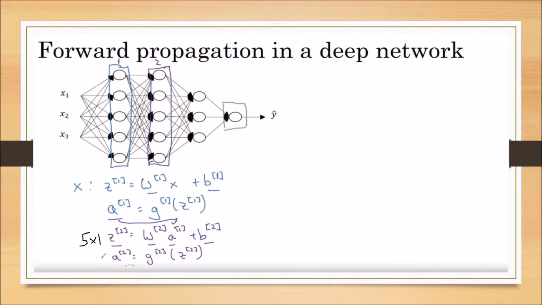Now we calculate the activation units output when we apply the activation function to Z. Only these two steps are there in the forward propagation.